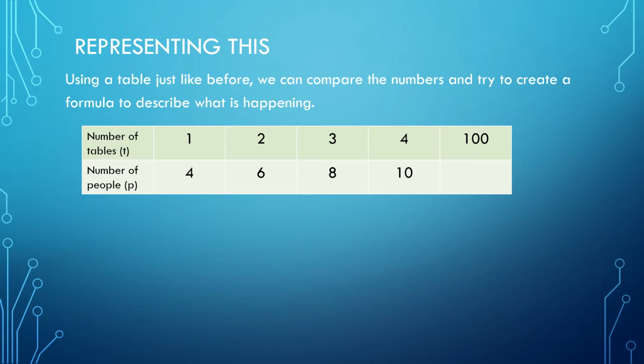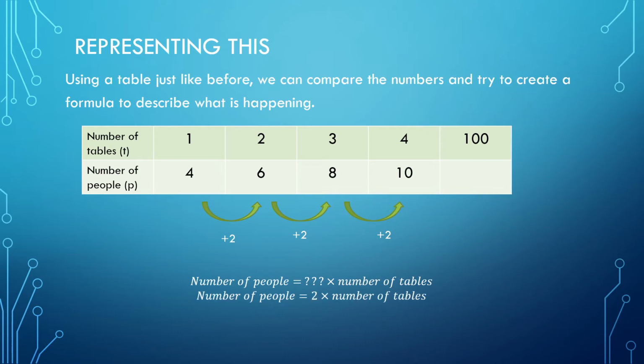So I need to have a look first and see what it is we are going up in every time. As I increase my number of tables by 1, what am I going up in terms of number of people? I'm adding on 2, I'm adding on 2, I'm adding on 2. Thinking back to last time, the pattern that we know where we add 2's on is the 2 times table. So I want to be doing number of people equals something times the number of tables. Number of people should be 2 times the number of tables.